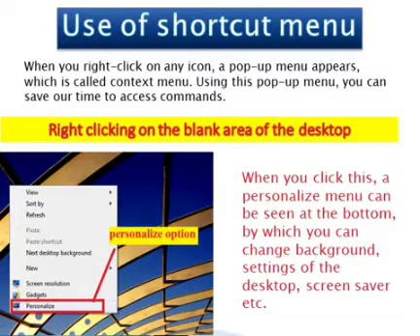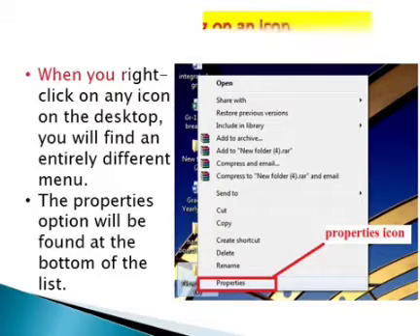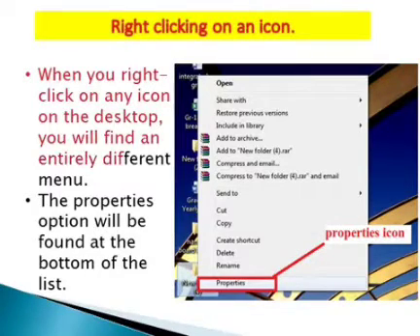When you right click on the blank area of the desktop, you will find a menu with a list of options. The personalize option can be seen at the bottom. The properties option will be found at the bottom of the list.